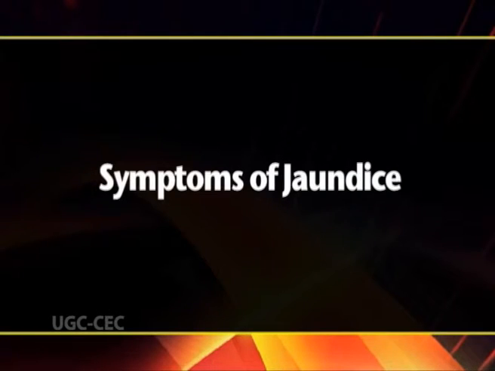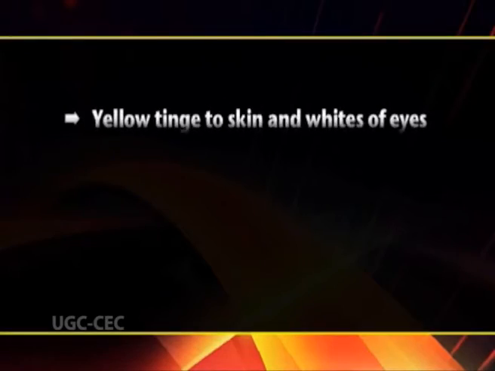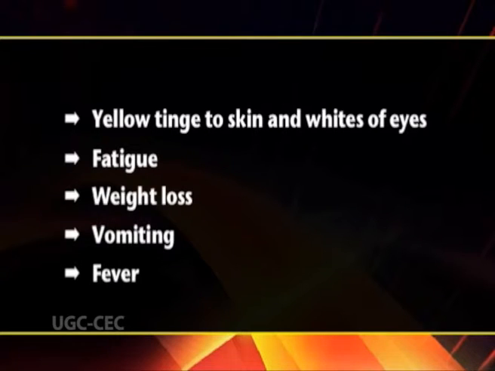Now the symptoms of jaundice. The most persistent sign of jaundice is a yellow tinge to the skin and sclera, that's whites of the eye. This usually starts at the head and spreads down the body. Symptoms of jaundice include yellow tinge to the skin and whites of the eyes, fatigue, weight loss, vomiting and fever.